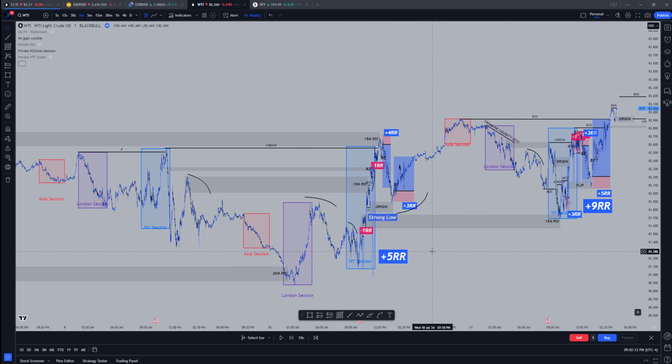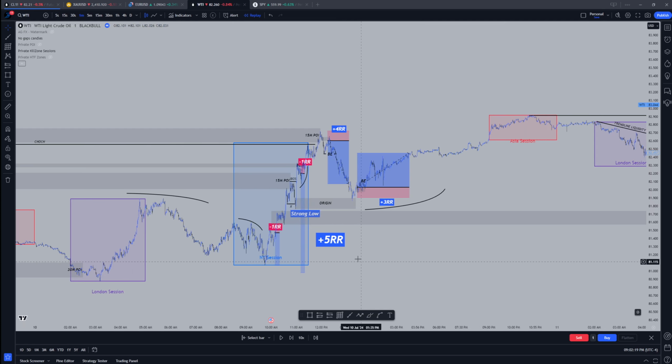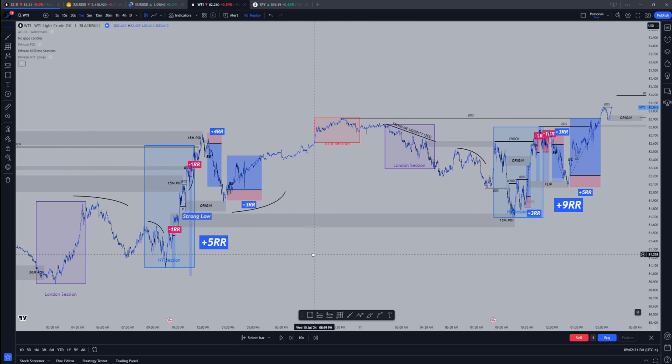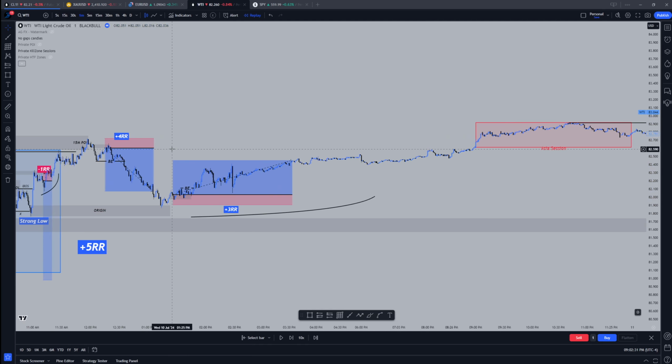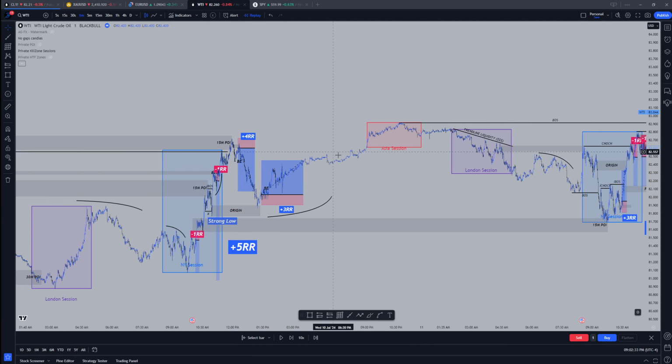And this is not a 5R a day for me. This is just 5R on oil. I trade 3 other assets, so those are bigger than a 5R a day. But 5R a day for oil, 9R a day for oil. 2 days made about 14R just trading oil. And did not spend too much time either, right? Because I'm not actively looking at my trade once I manage it to break even. I'm just waiting for my setup and entries.